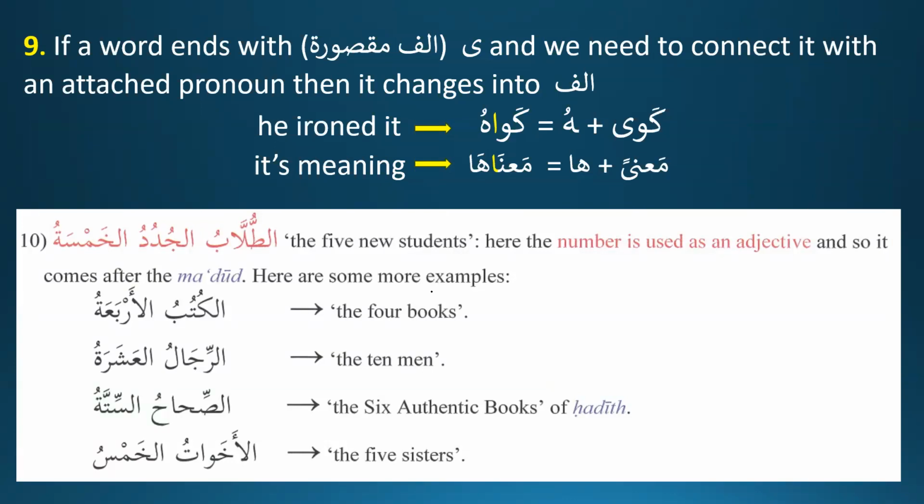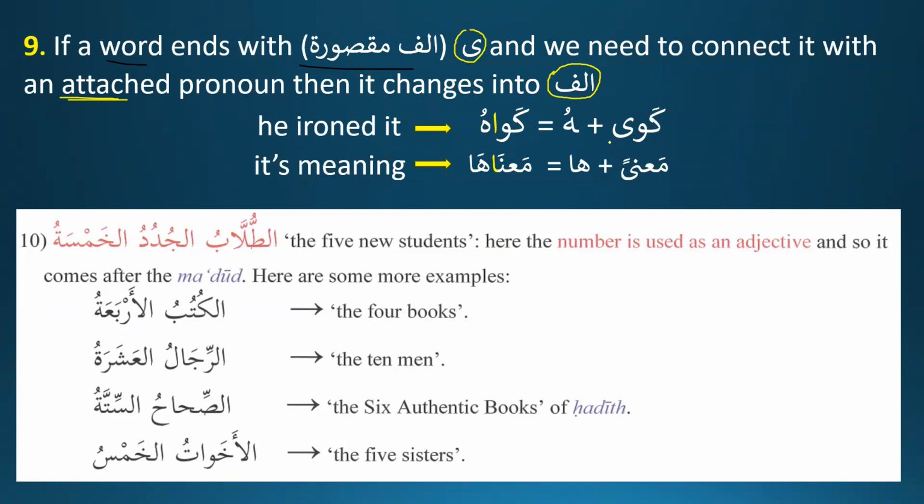Number 9, this is something we have taken in book 1 as well, but since we have it in the lesson, here, if a word ends with Alif maksuura, and we know what Alif maksuura is. Alif maksuura is basically ya, but this ya is empty. It does not have any haraka on it. So we write it like this. If a word ends with Alif maksuura and we need to connect it with an attached pronoun, then it changes into a regular Alif. For example, we have kawa plus hu.